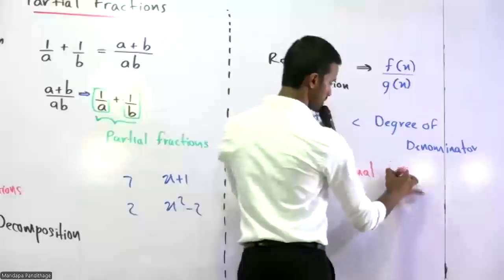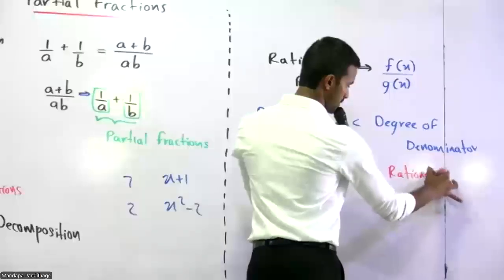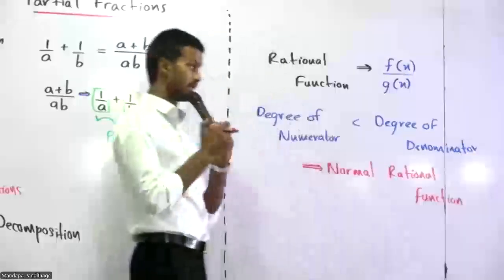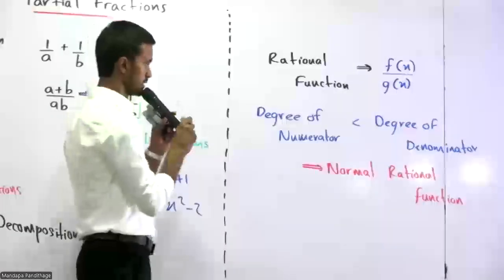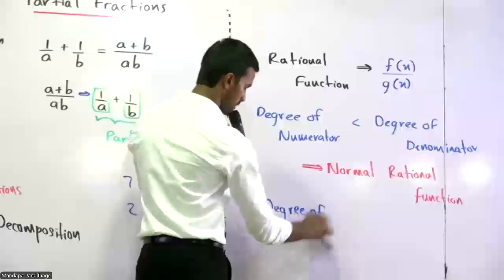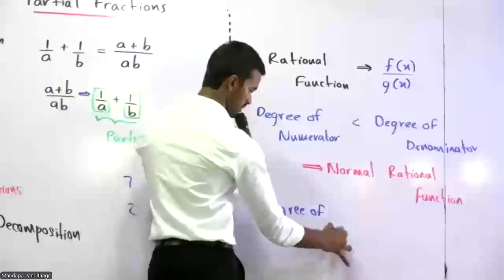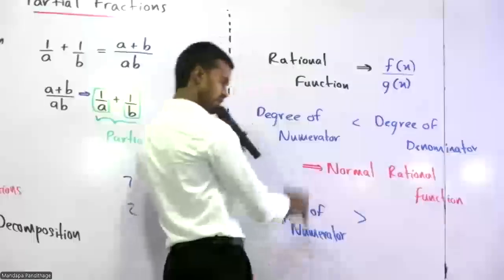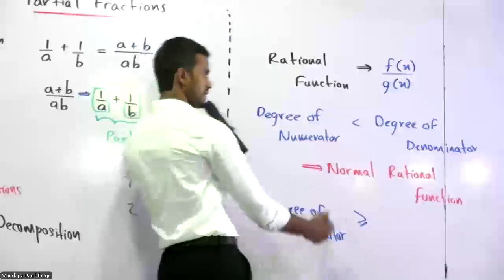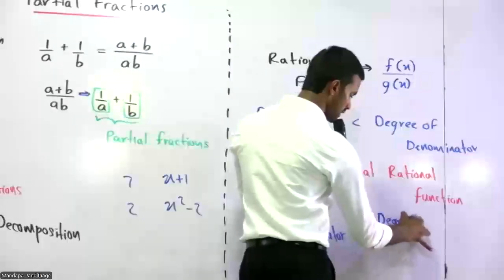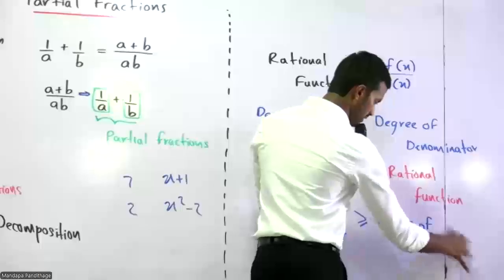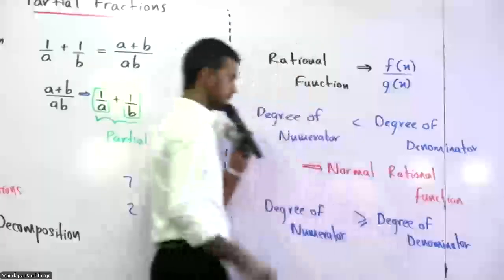It's a normal rational function. Clear? So when the numerator's degree is less than the denominator's degree, we call it a normal rational function. So what is the opposite? When the degree of the numerator is greater than, or we consider equal. The equality is considered here. When the degree of the numerator is greater than or equal to the degree of the denominator.